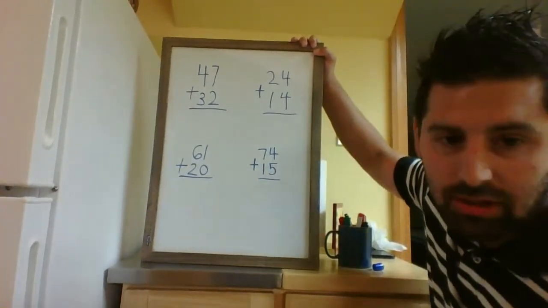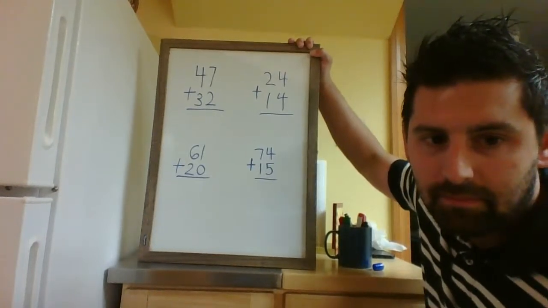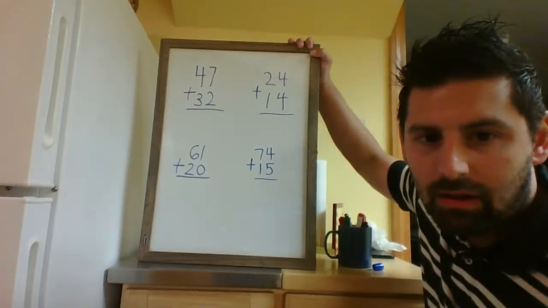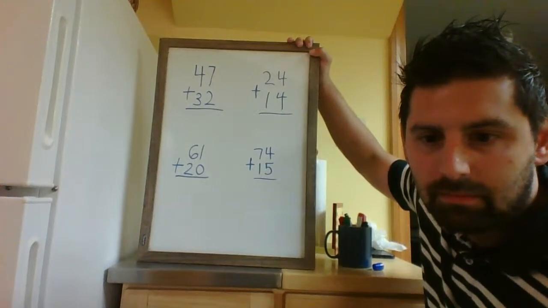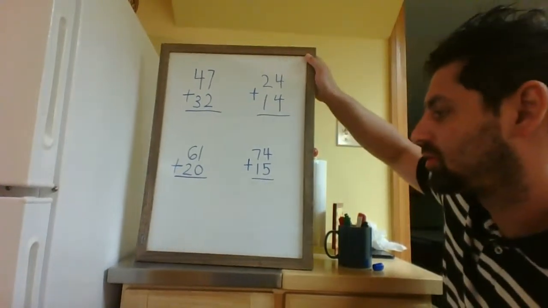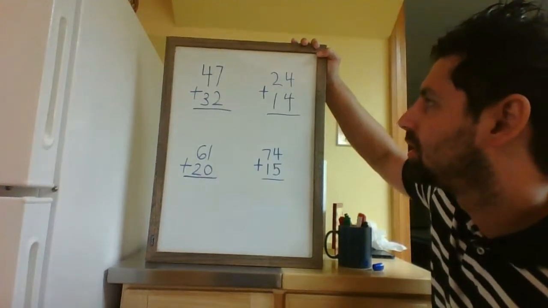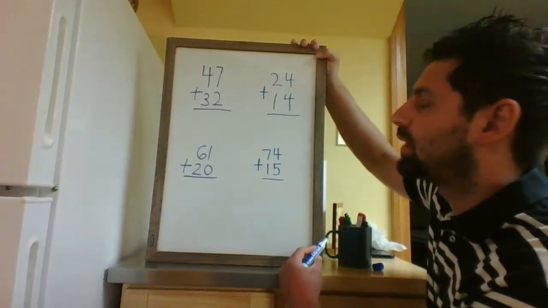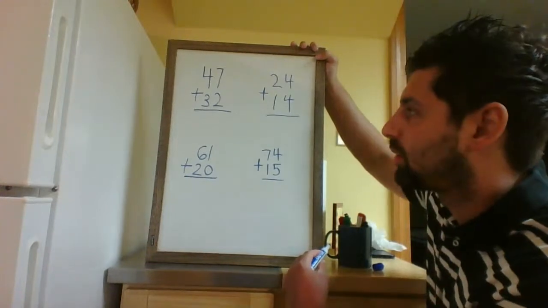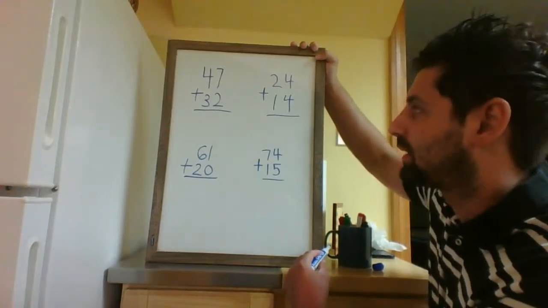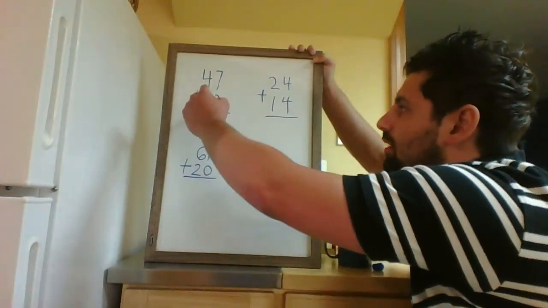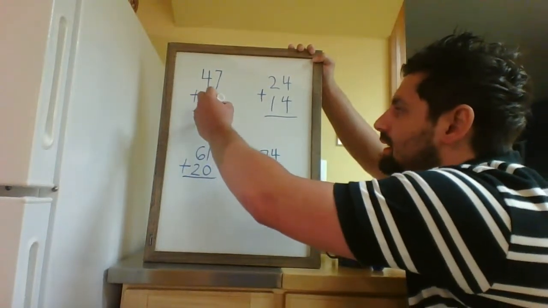So this is addition without regrouping. How do you know the difference? Well, actually, that's easier to show you while I'm doing it. All right. So 47 plus 32. First thing we do is we always start with the digits all the way to the right. We add the digits in the ones place. 7 plus 2 equals 9.